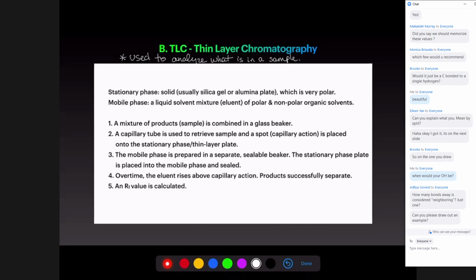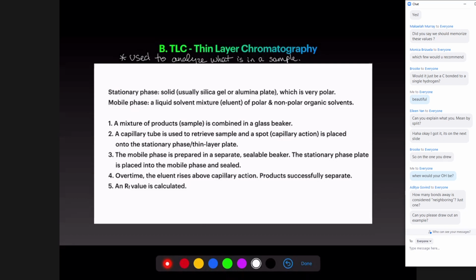The steps are listed 1 through 5. A mixture of product or sample is combined in a glass beaker. A capillary tube is used to retrieve sample and spot by capillary action. A spot is placed onto the stationary phase, or thin layer plate.